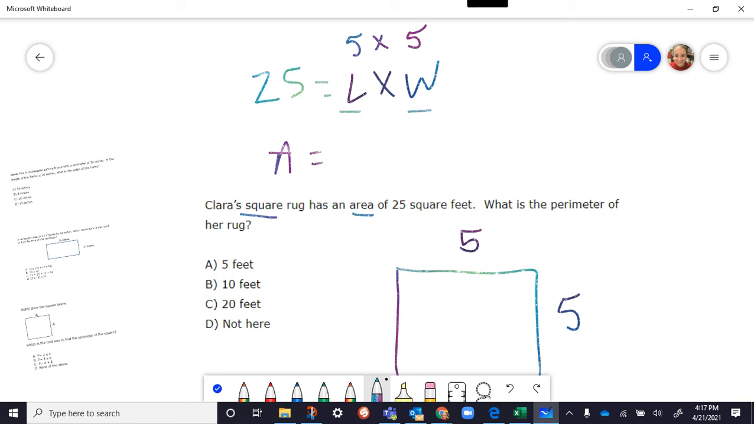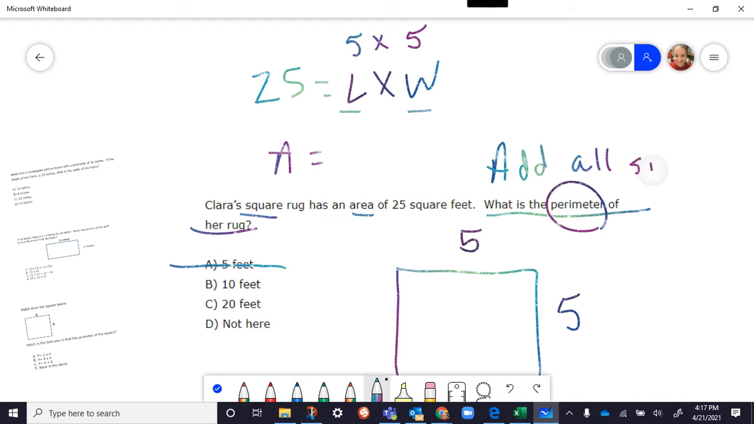Well, now, again, look here in the answer choice. Don't go and choose 5 because that's not what it's asking us. It says, what is the perimeter of her rug? Perimeter, the second I see that word, I'm going to think I have to add all the sides. So my formula for perimeter is to add up all the sides. So 5 plus 5 would be 10, plus another 5 would be 15, with another one would be 20. So my actual perimeter is 20.